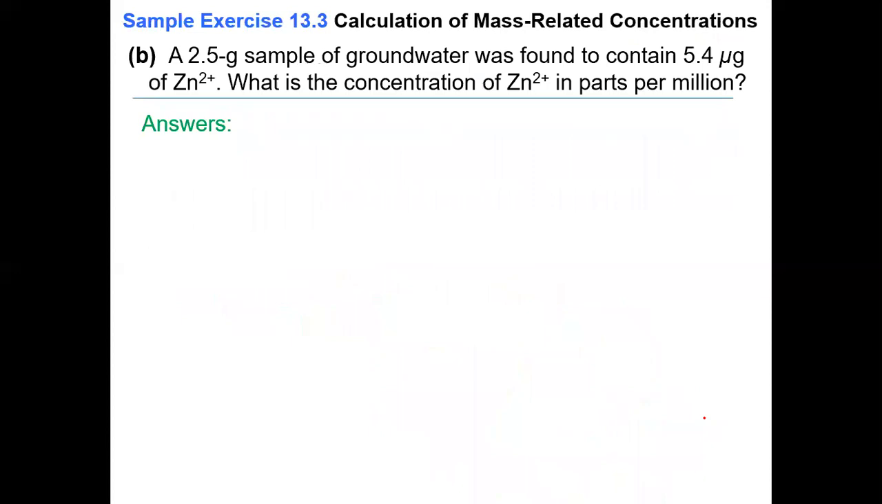Similarly, for the second part of this question, we have a 2.5 gram sample of groundwater that was found to contain 5.4 micrograms of zinc 2 plus. What is the concentration of zinc 2 plus ion in parts per million? This solution is very dilute. You have 2.5 grams and only 5.4 micrograms, so you don't use a percent. You can still use a percent, but your percent will be a very, very small number, so not convenient. Therefore we're going to use parts per million.